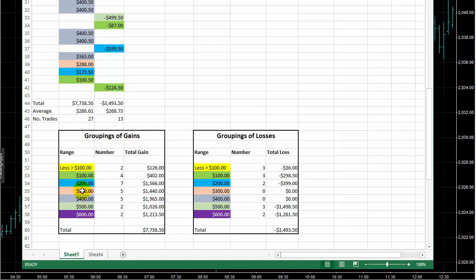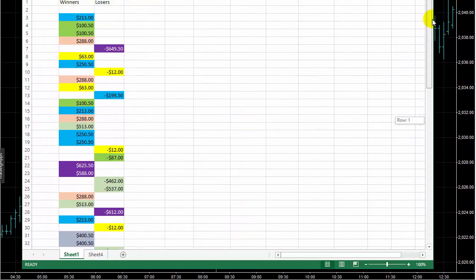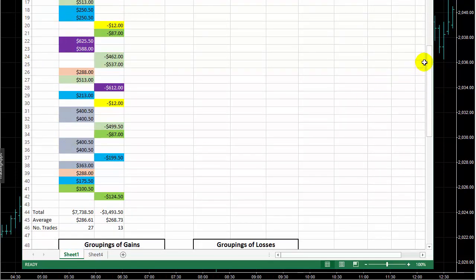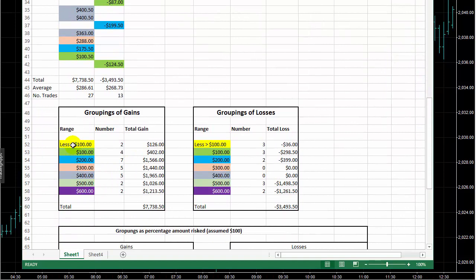How many trades do we have that gave us less than $100 profit, which I don't count because I call those scratches? So less than $100, we had two of them. Here they are, and I color-coded them yellow. You can see we have $63, another $63, and we don't have any more in the gain column, right? So we have two less than $100 gain positive trades. Two of them gave me total profits of $126, 63 times two. At $100, I had four trades. Let's go find them.